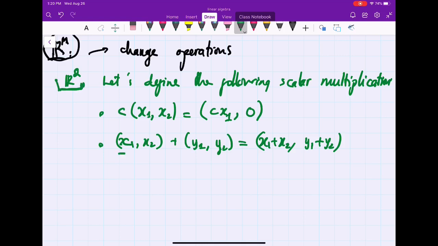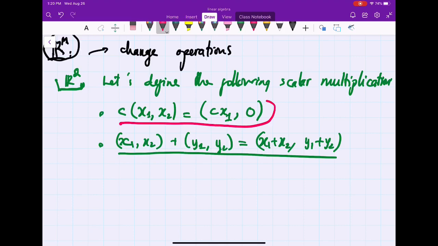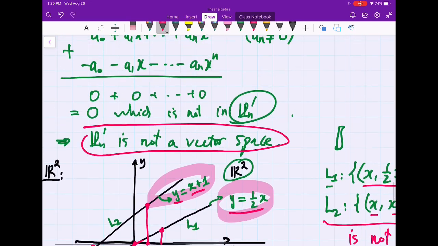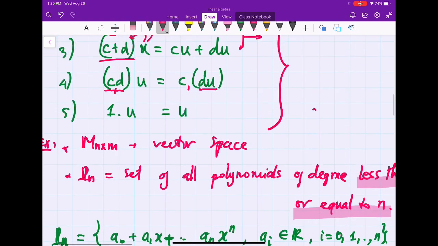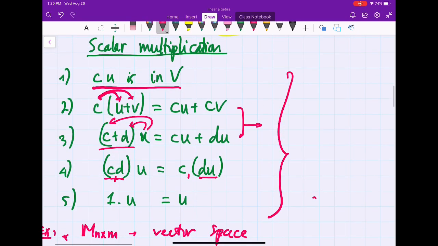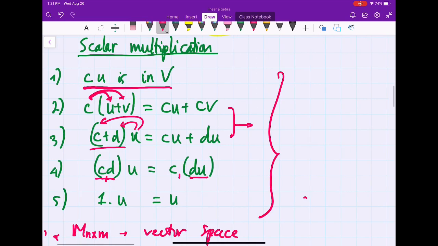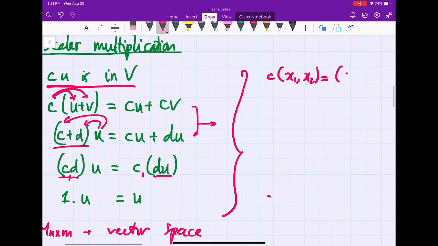Okay, with this addition we don't have any problem because that is standard addition, right? So we might have a problem with scalar multiplication. Let's check the 5 properties of scalar multiplication in here. Where are they? Right here. Let me write the scalar multiplication. We just define C x1 x2 equal to C x1 and 0, right? So everything in the second coordinate will be 0.